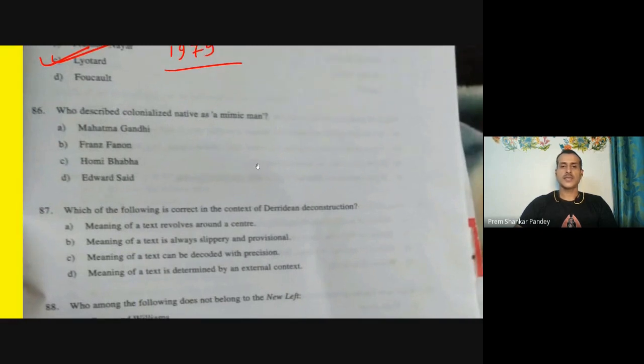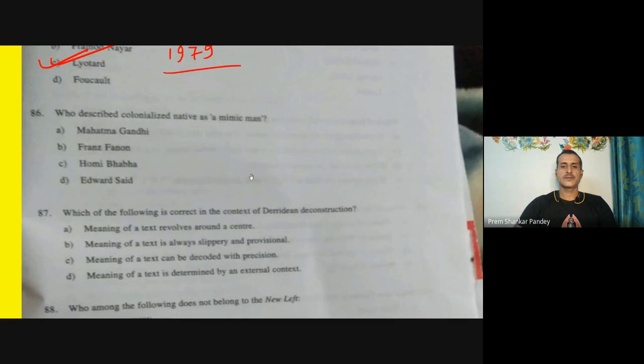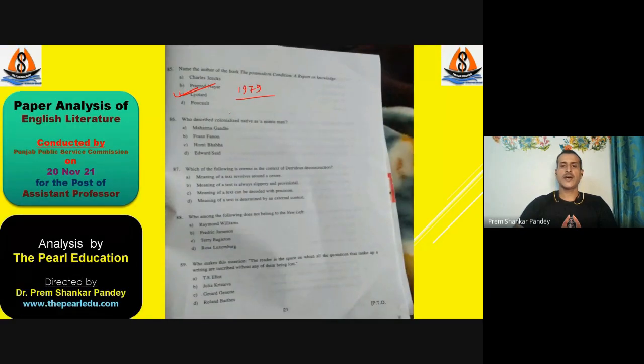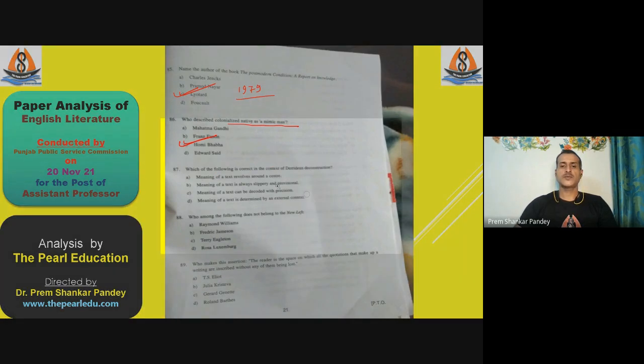Simply you can say, who has coined the term mimicry? Who described colonized native as a mimic man? It's a twisted kind of question. They could have asked who has coined the term mimicry, but they've just twisted it and written it as mimic man. Homi Bhabha is the right answer here. So you'll find such twisting in every exam.